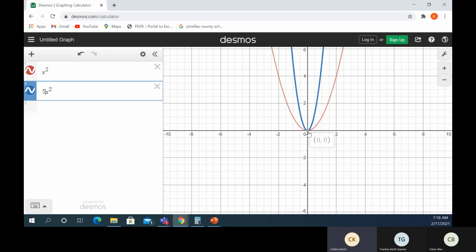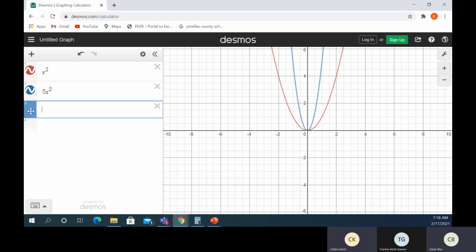So in this one here, we start at 0. If we go over 1, 1 times 1 is 1, so that's right there. But in this one, we go over 1, 1 times 1 is 1, but then we multiply it by 5, so we come all the way up to here. So that's why it looks like it's skinnier, because it's going up faster.